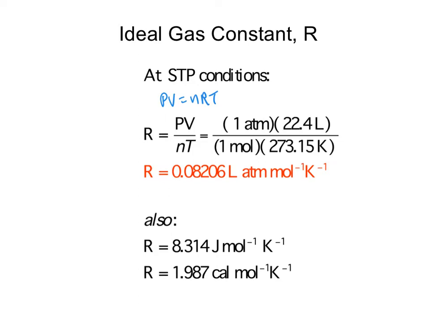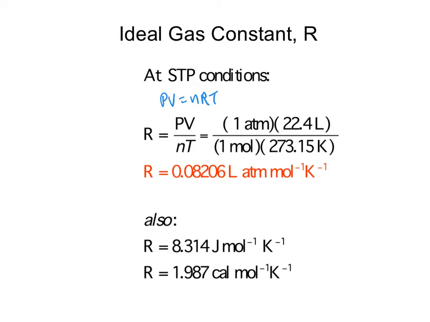So you just plug all that into the ideal gas equation and solve for R, which is this very important number here, 0.08206 liter atmospheres per mole per Kelvin. And whenever you're dealing with gases with liters and atmospheres, you need to use this value of R. It's something you should memorize.